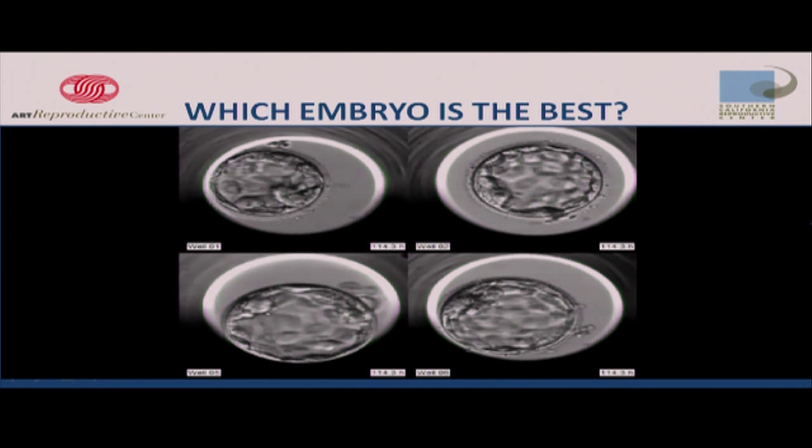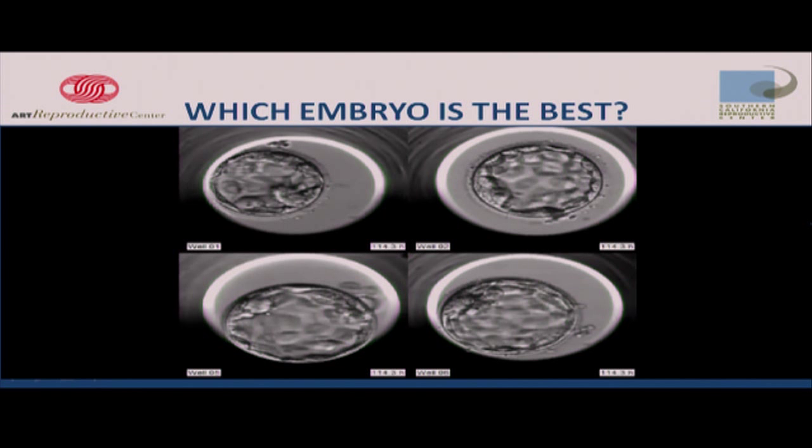So which ones do you put back? Well, I'm going to tell you that upper left one, it divided faster than the other ones. So you'd say, ooh, that's the best one. Well, ultimately, it didn't form the best blastocyst out of the whole thing. The one on the lower right had multiple cells with multinucleation, probably wouldn't have led to a normal development.